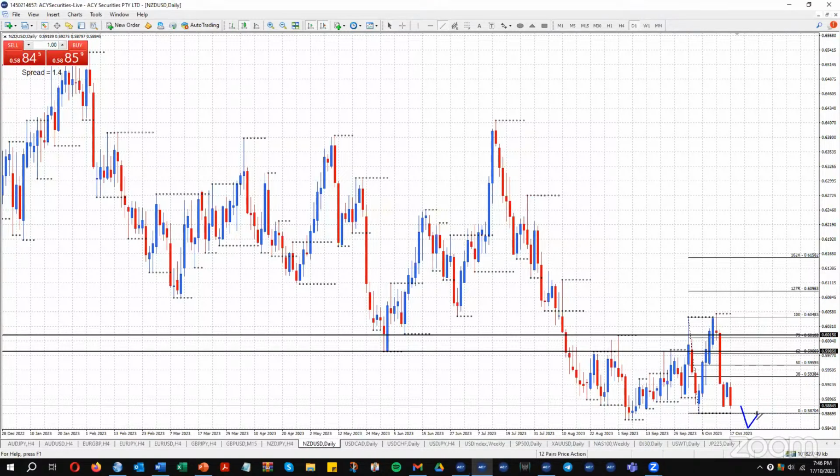Now, what else could happen this week is this level just holds. 58.70 holds, and we move back up the range. We stay range bound.